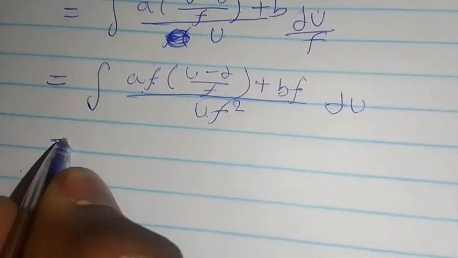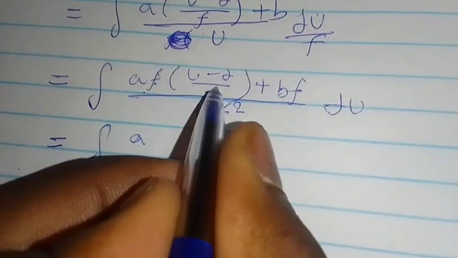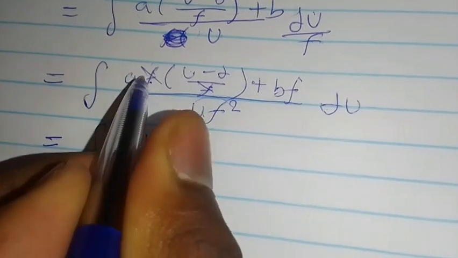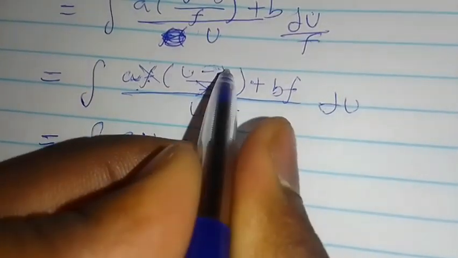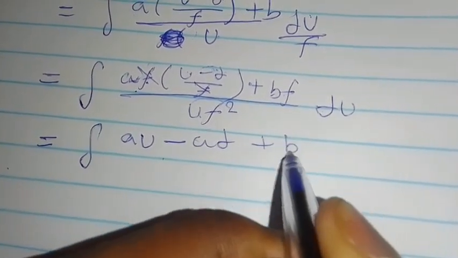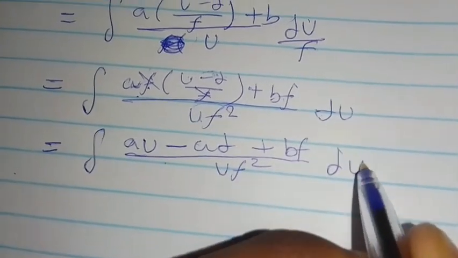Now let's simplify further. You just have a, this f will cancel with this one, and you'll have au minus, with this negative sign multiplied, a times d, so you have ad, then you have bf right there, and then you divide by u f squared. Now you're deriving with respect to u.